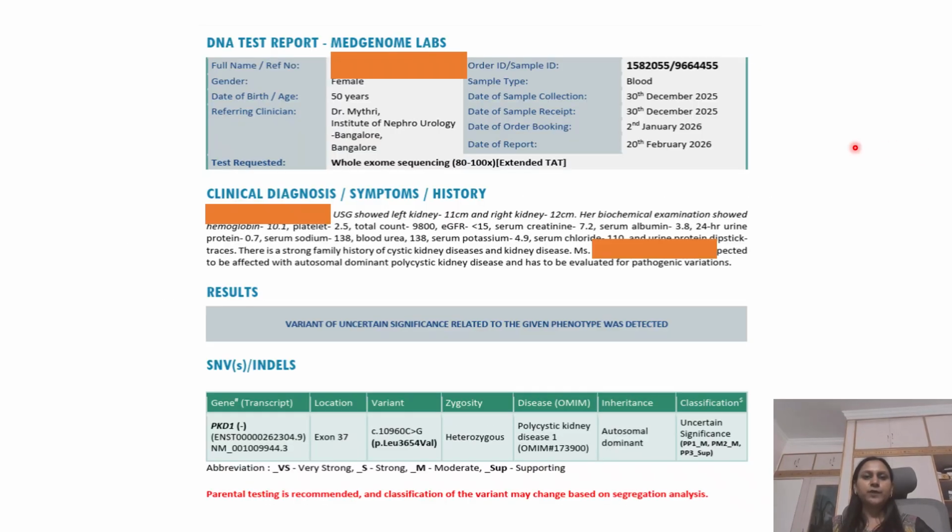This is an example of our patient. The patient presented with advanced disease, hypertension, eGFR under 15, markedly raised creatinine and urea, large kidneys, and a family history of kidney disease. Clinically, a strong ADPKD picture, yet the report returned only a variant of uncertain significance, a PKD1 missense change. This is the real-world scenario. The VUS algorithm was built for this, that is, high pretest probability plus a VUS.